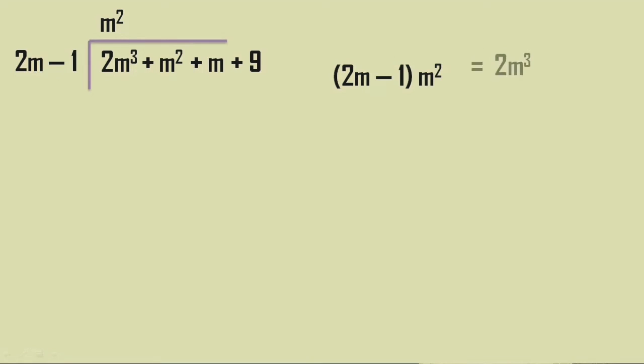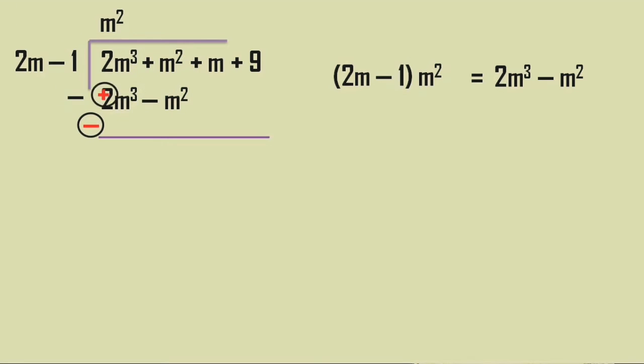So m square into 2m, what do we find? Yes, 2m cube. And m square into minus 1, we get minus m square. Both of these terms will be utilized in the subtraction. Do not forget to change the sign. As a result, we get negative 2m cube and positive m square. Say bye bye to 2m cube because both the terms have opposite sign now.